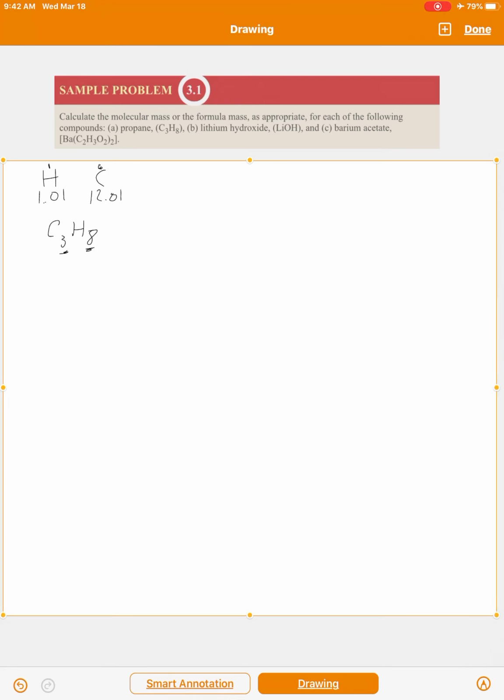So we have 3 carbon atoms. Each one weighs 12.01 AMU, atomic mass units. That's the unit. And there are 8 hydrogen atoms, and each one weighs 1.01 AMU. So we would just add those together. So I'm going to write down here that the molecular mass is equal to, well, let's do the carbon first. It doesn't really matter which one you do first, but there are 3 carbons. And there are 8 hydrogens.